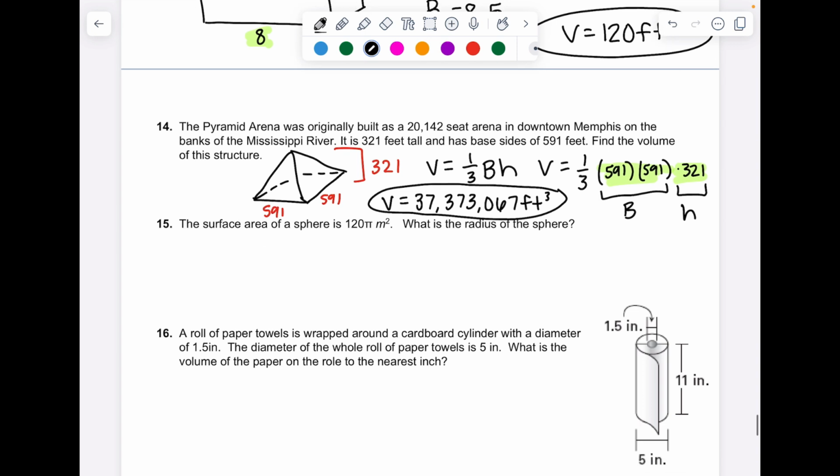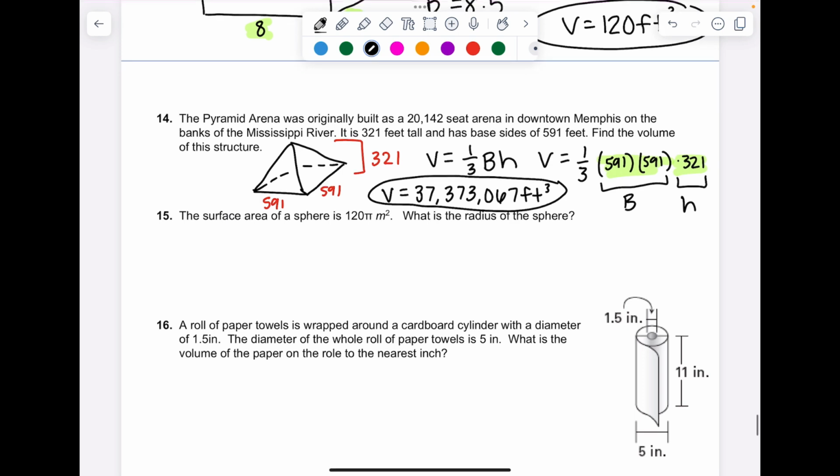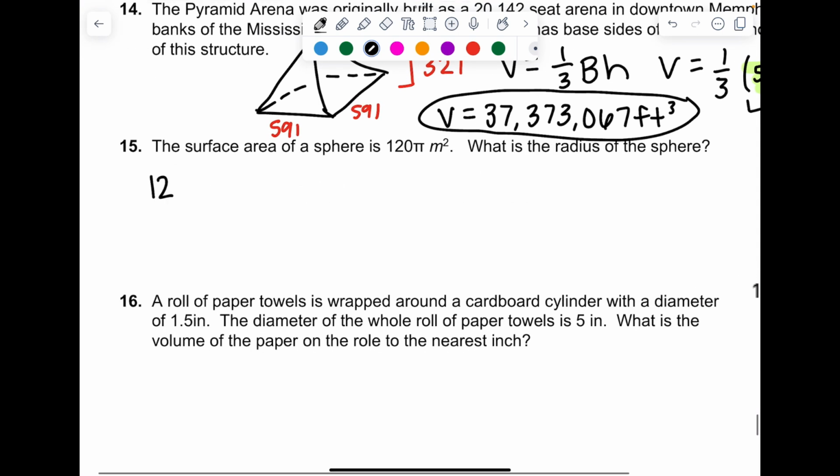Okay, 15. The surface area of a sphere is 120 pi. What is the radius? So we have the surface area. We know it's 120 pi. I need to solve for the radius. So I know my surface area formula for a sphere is 4 pi r squared. I know when I find the surface area, it's equal to 120 pi. So now I just need to solve for my radius.